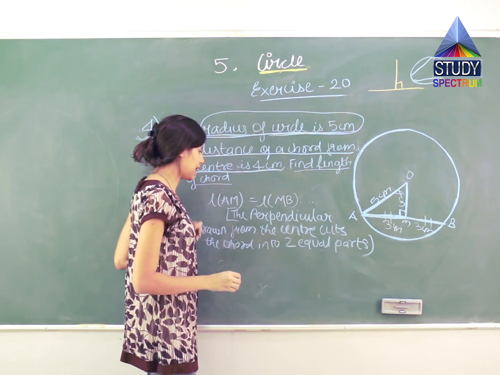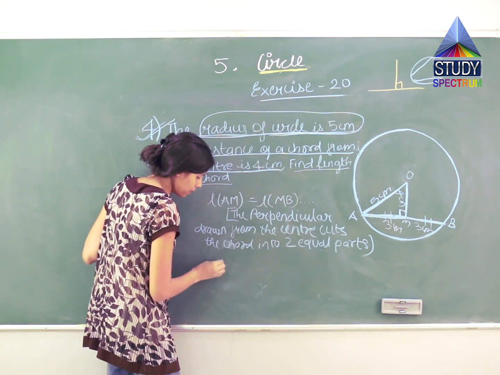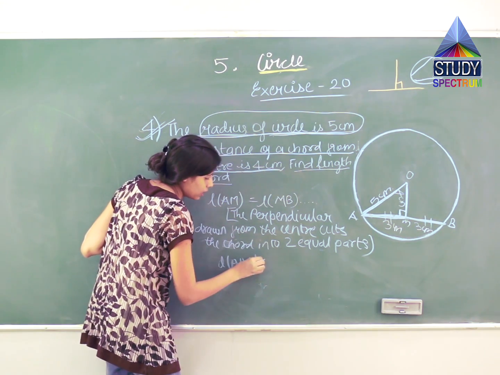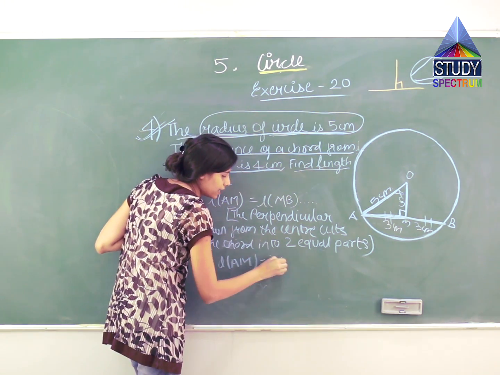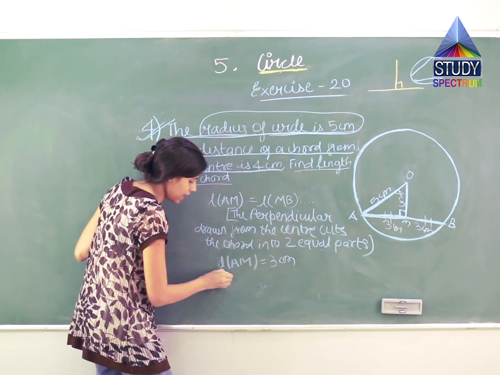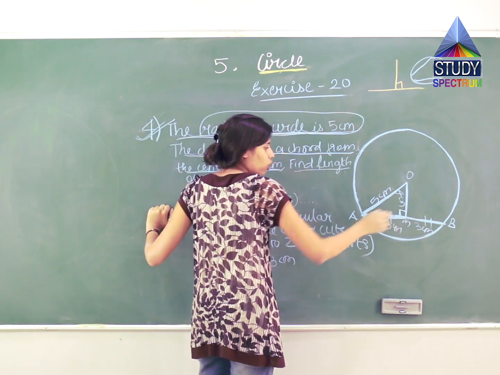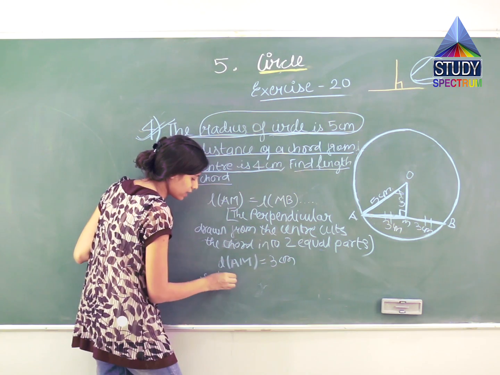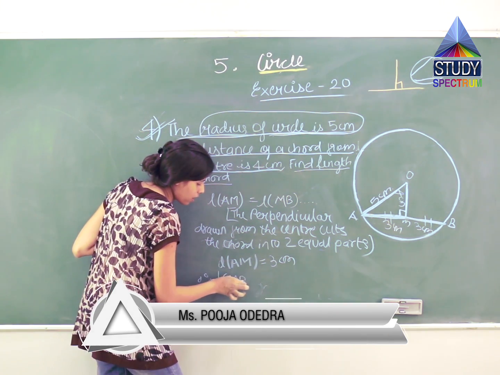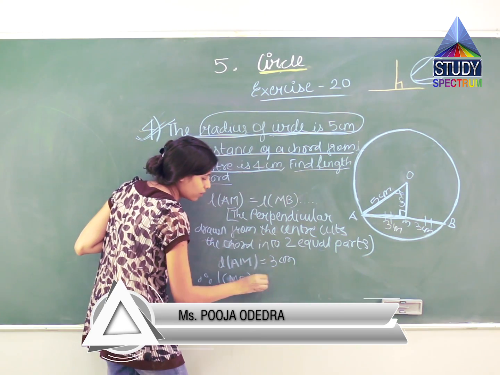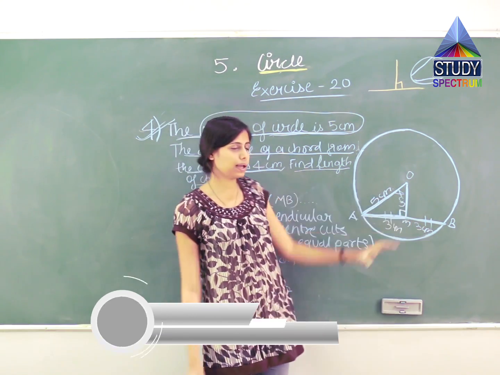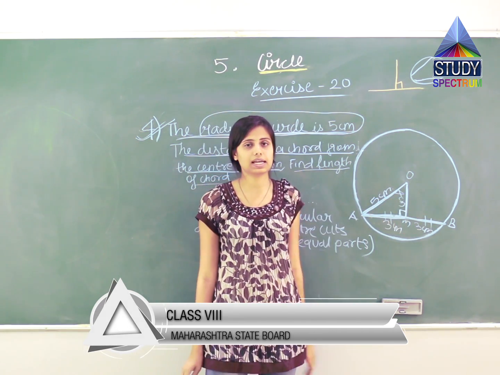So in the next line I will write, length of AM is equal to how much? 3 centimeter. So means you can write therefore length of AM 3 centimeter है, तो MB कितना होगा? 3 centimeter. That I will write, MB is equal to 3 सेंटीमीटर. अभी AM मिल गया हमें 3 सेंटीमीटर, MB मिल गया 3 सेंटीमीटर.